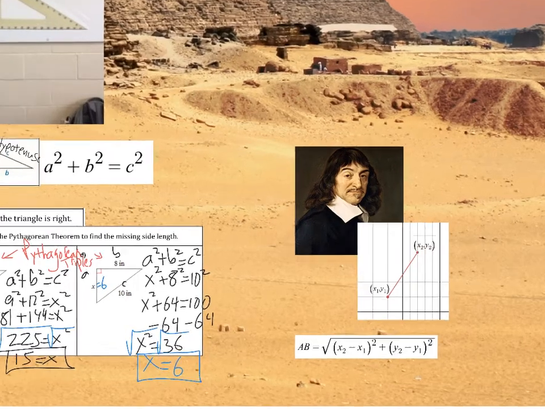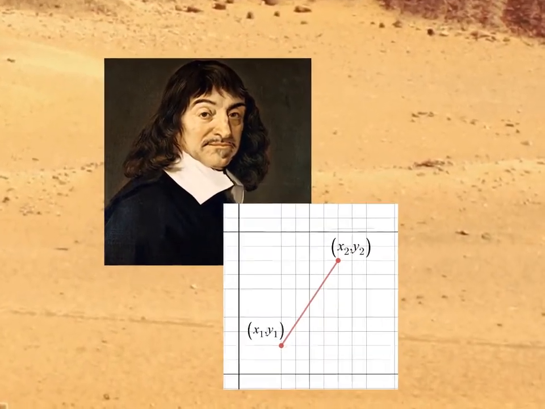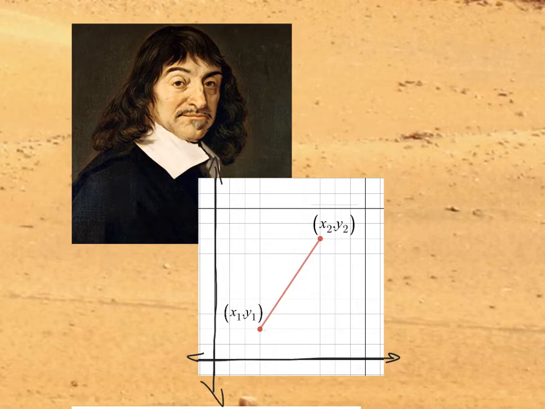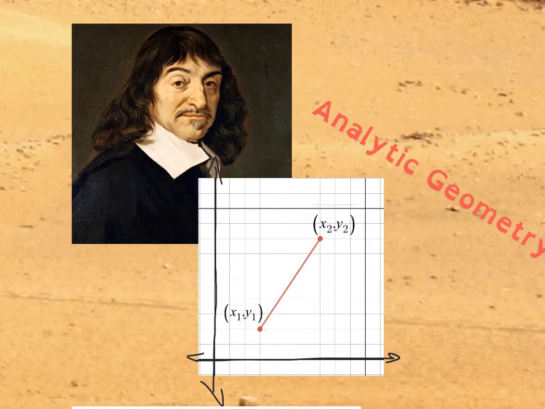Well, along came a guy named Rene Descartes. And Rene Descartes is responsible for developing our coordinate plane that we use all the time in algebra. What Rene Descartes did was he took these ideas of geometry and algebra and put them together. And we have what we call analytic geometry. So analytic geometry allowed us to take some figures, put them in the coordinate plane with x and y coordinates, and figure out some important or useful properties about them.